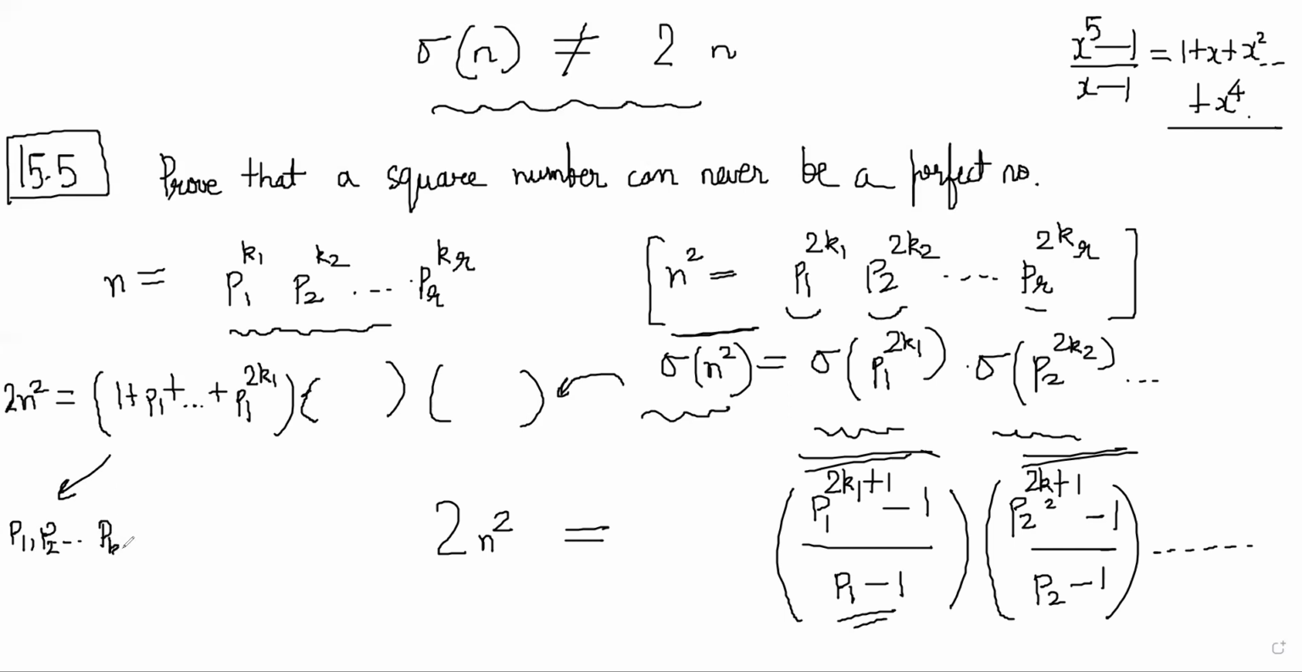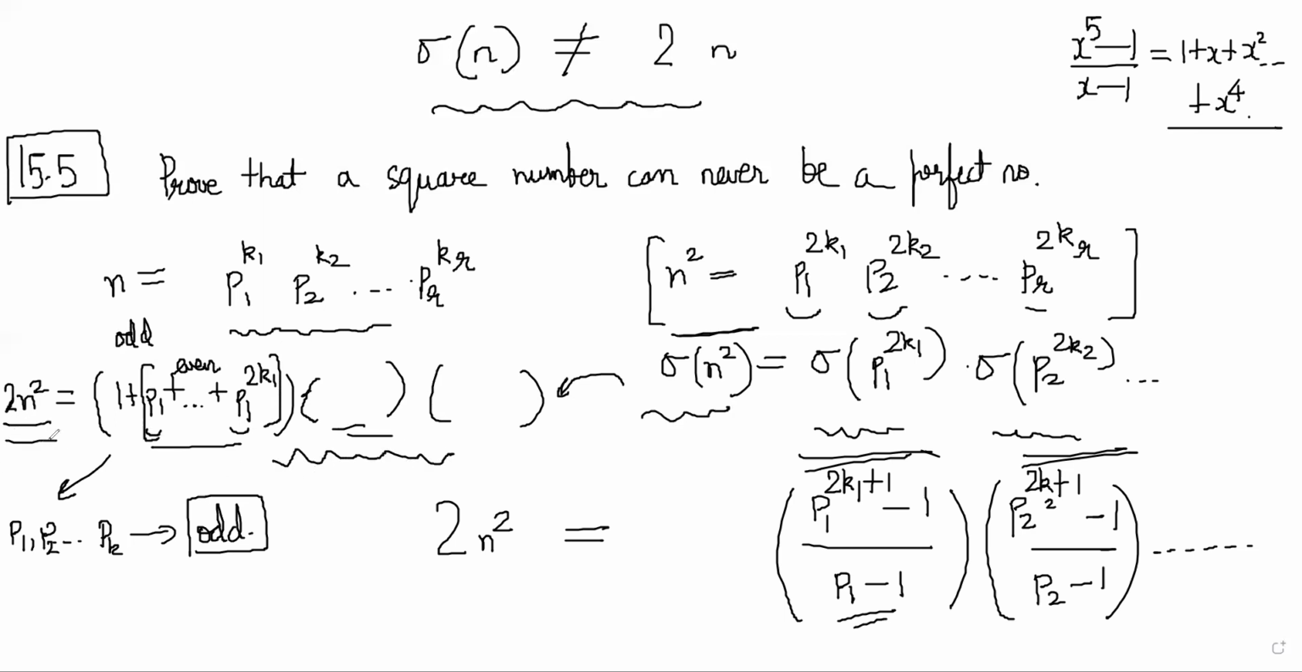None of these is 2, right? Then they will all be odd, because these are prime numbers, and 2 is the only even prime. So if they are all odd, everything is odd, and till here there are how many terms? Even terms, right? So this part is even, and even plus 1 is odd. And odd into odd will always be odd, right? So then this is wrong in that case.